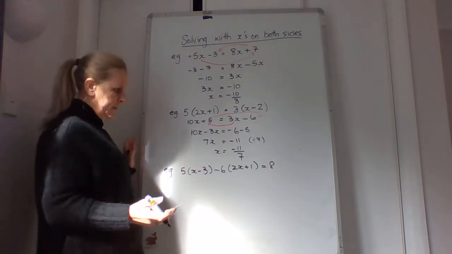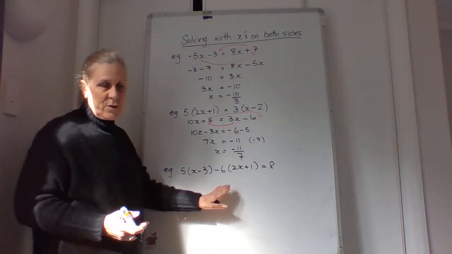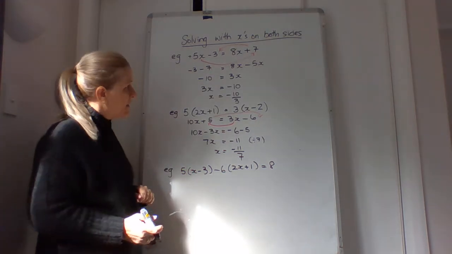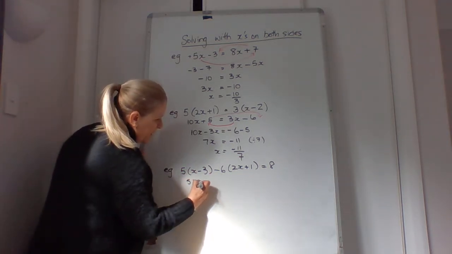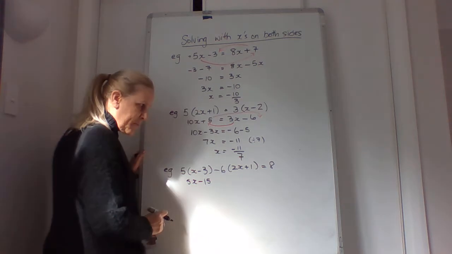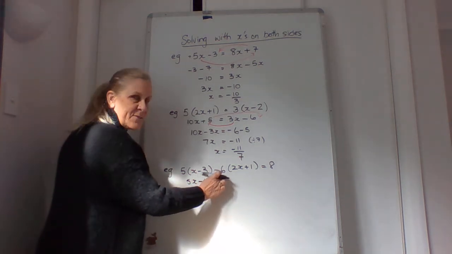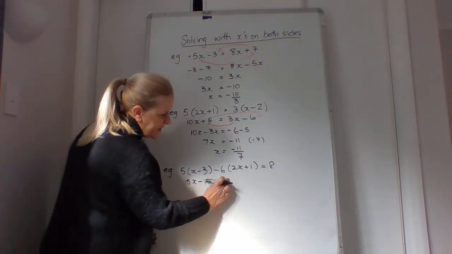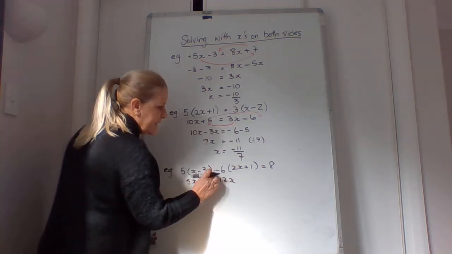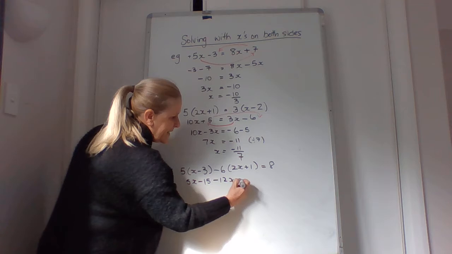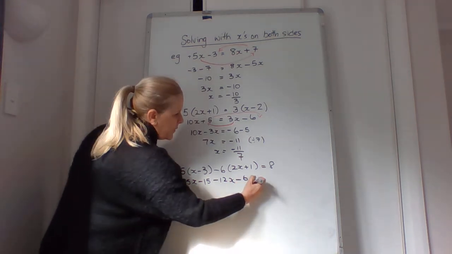All right, so this time both the brackets are on this side. We've still got 2 x's. So if we multiply out the brackets here, we get 5x minus 15. Now here's the part that's tricky. It's negative 6 we're multiplying by. So negative 6 times 2 is negative 12x. And negative 6 times 1 is negative 6 equals 8.